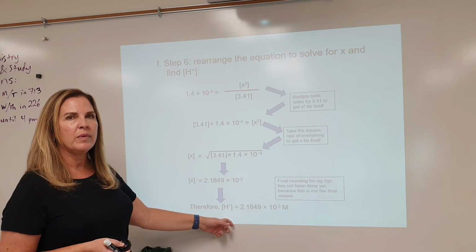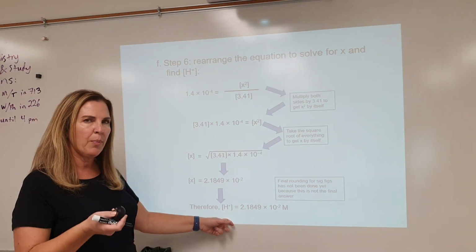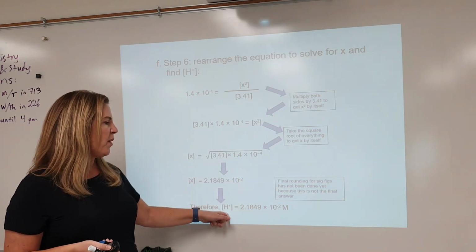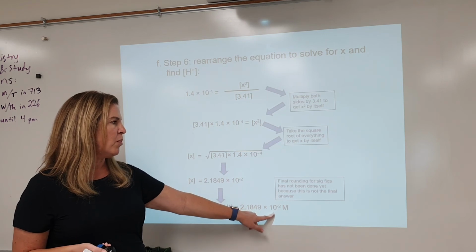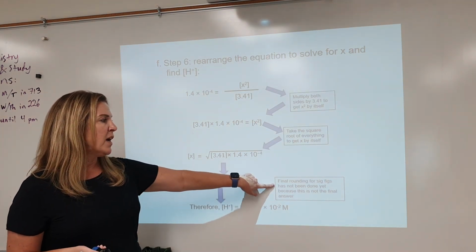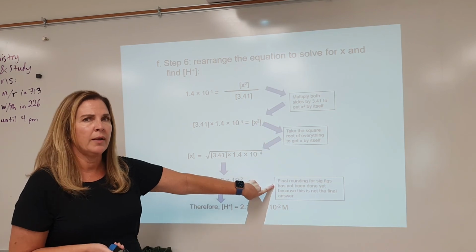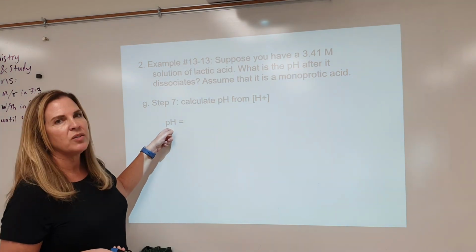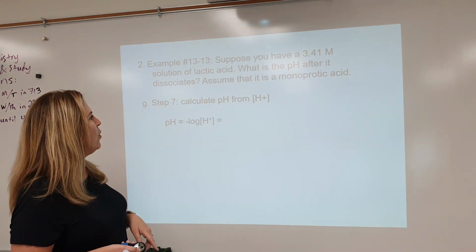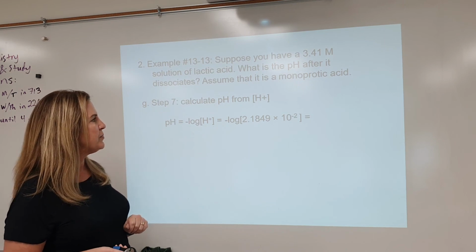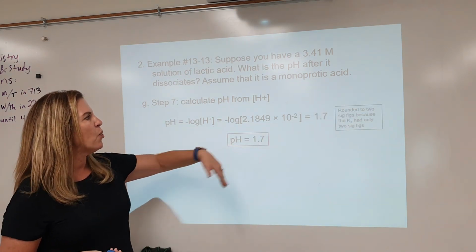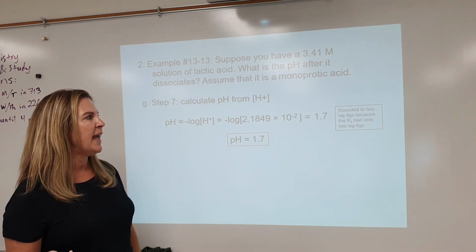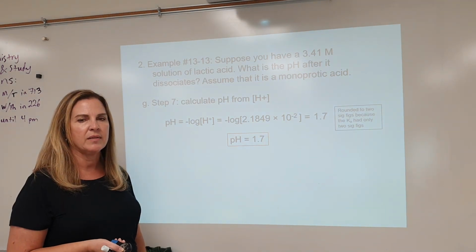Therefore, again, what do we want from this? What was the problem? We want to go back and look at that problem. What am I trying to do? We know now that the hydrogen ion concentration is 2.1849 times 10 to the minus 2 molar. We have not done final rounding for significant figures because we're not done yet. We haven't answered the question. The question was, what is the pH? So now that we have the hydrogen ion concentration, we can calculate the pH. And the pH is 1.7. And it's rounded to 2 significant figures because the Ka only had 2 sig figs in it.